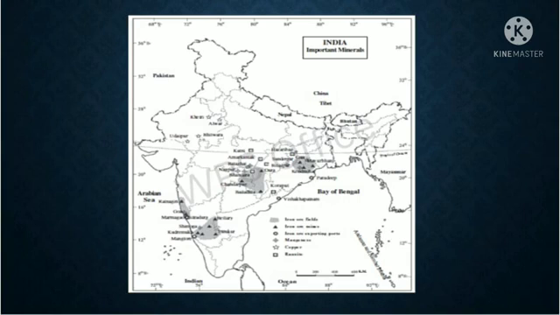Look at the next map. Important minerals. You can see minerals like bauxite, copper, manganese, iron ore fields, iron ore mines, and the places through which we export these iron ores. So you can see in this map different minerals have been shown here.